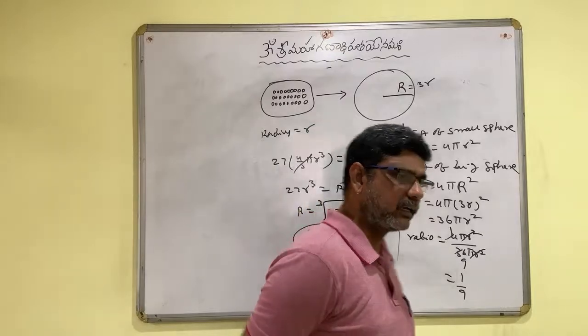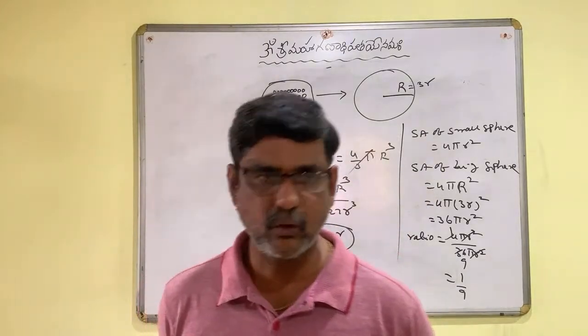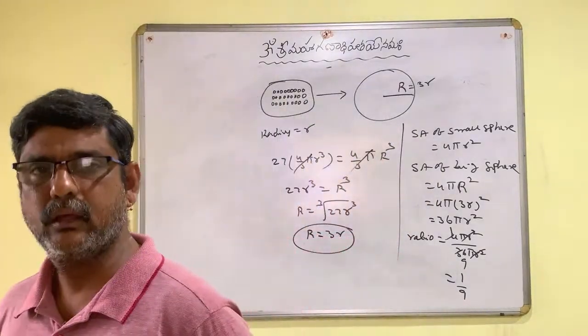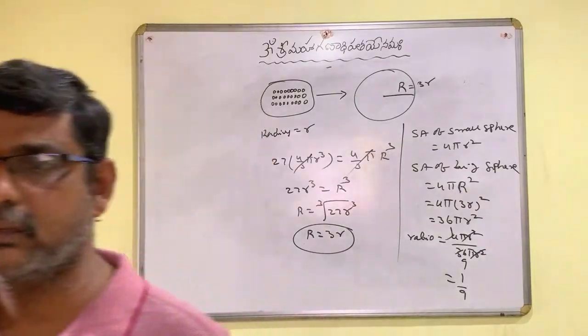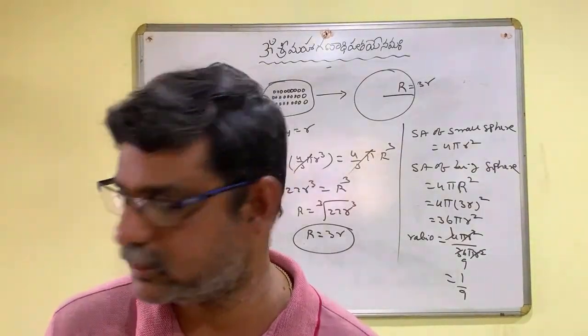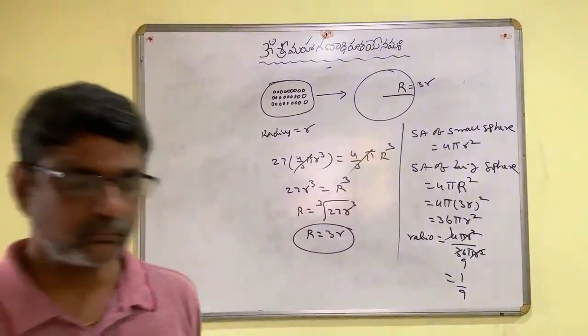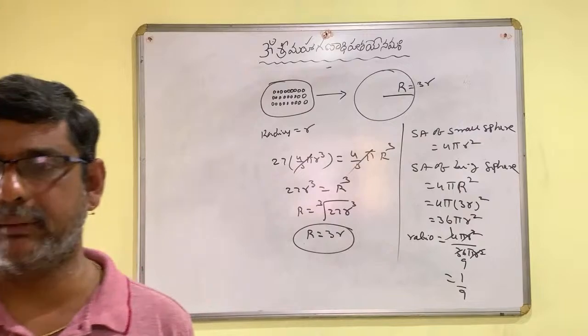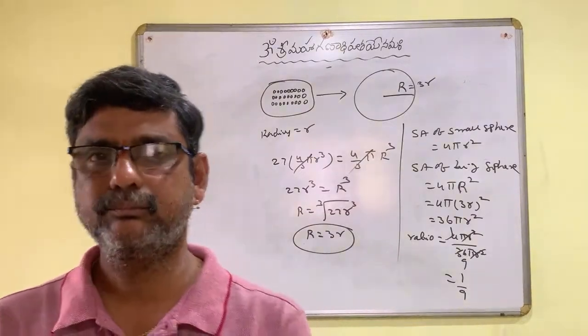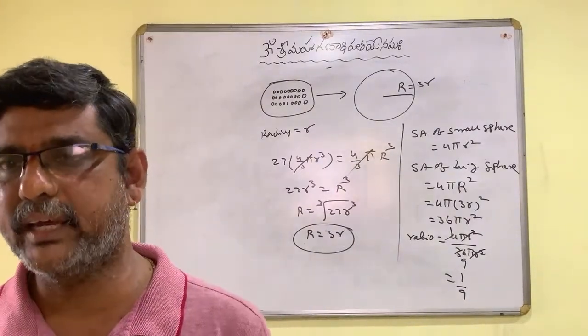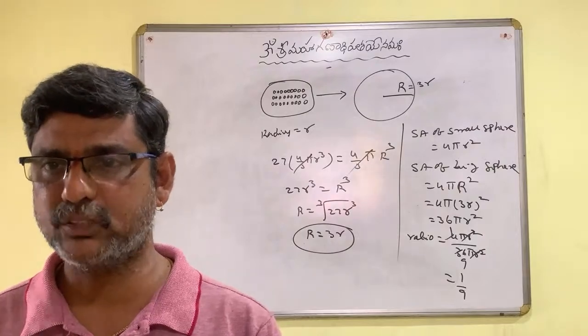So with this I conclude this chapter, and the next chapter is statistics. Oswal sample papers, for class 9, bound type papers, bound type. Okay?